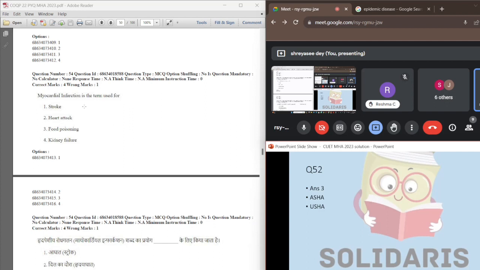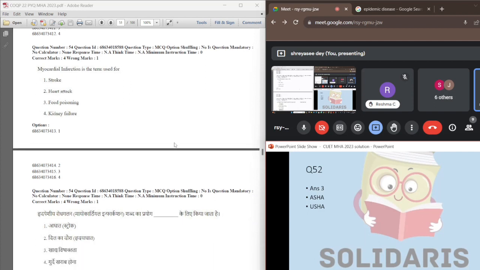And next, the myocardial infarction is term used for, yeah, heart attack. Suppose you are having no idea like what it means, just remember there is this cardial, so there is something like cardio inside it, so that means it is related to heart. And stroke is a heart related disease, but the thing that happens physiologically is in our brain. And food poisoning, kidney failure, you are getting the vibe from the answer, so heart attack is the answer.